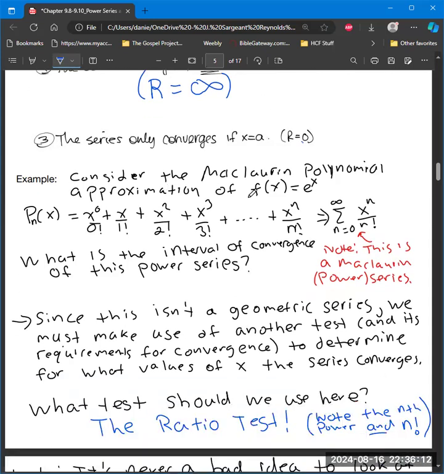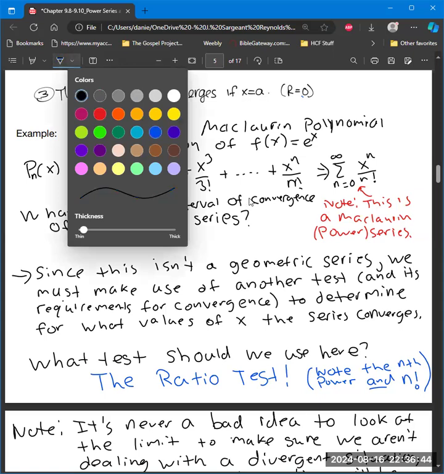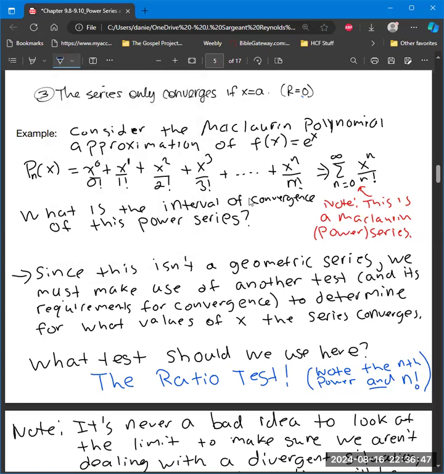So consider the Maclaurin polynomial approximation of f of x equals e to the x. We talked about this one last time, I think, where we have the summation from n equals 0 to infinity of x to the n over n factorial. And the nth partial sum of that would be x to the 0 over 0 factorial plus x to the first over 1 factorial plus x to the second over 2 factorial plus dot dot dot plus x to the n over n factorial, like that.